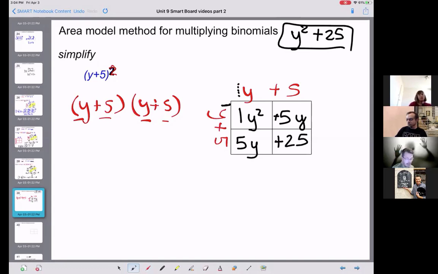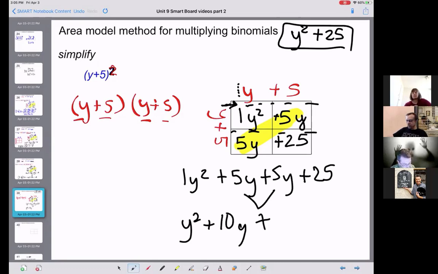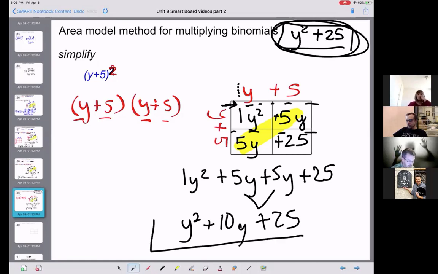Now, you'll notice that my diagonals are like terms. If you don't see that, don't worry about it. You just write the whole thing out: 1y squared plus 5y plus 5y plus 25. That's starting at the top left corner and working my way across, and then the next line down. Then I see I have 2 like terms. Do I need the 1? The answer is no, but I could if I wanted to. And 5y plus 5y is 10y, plus 25. So up here you got y squared plus 25, but the actual answer is y squared plus 10y plus 25.